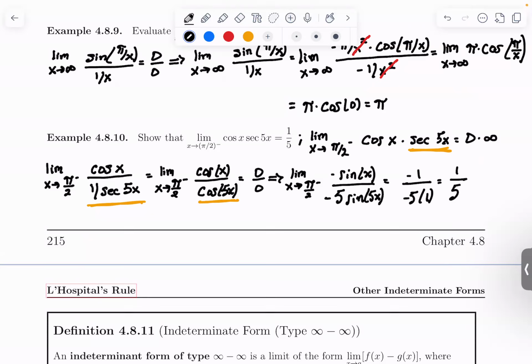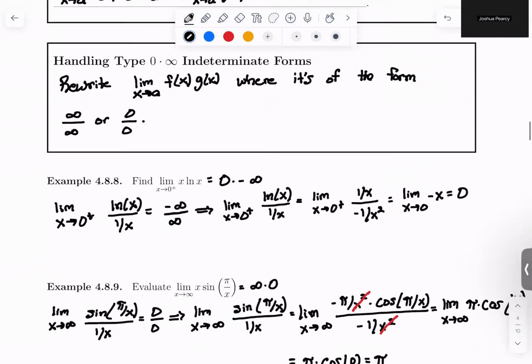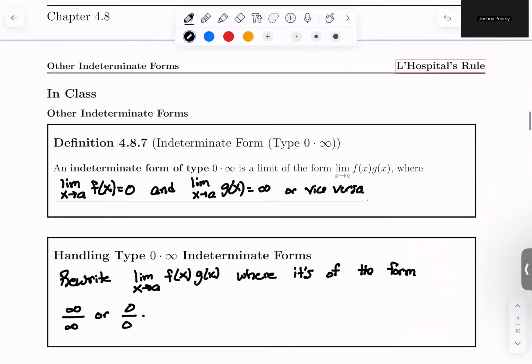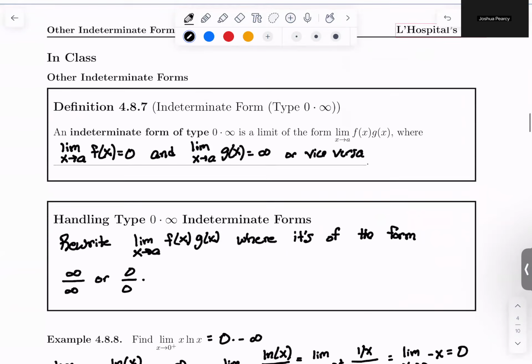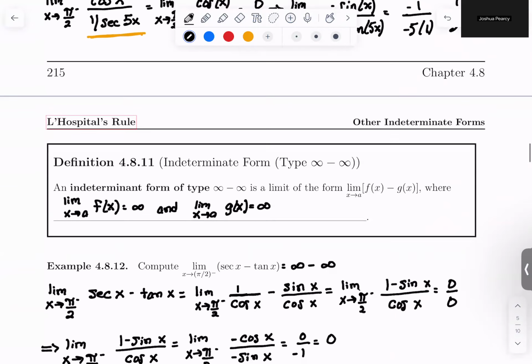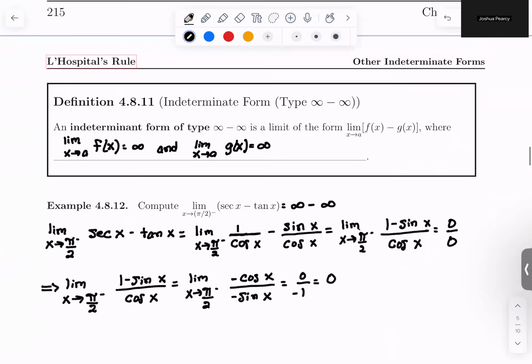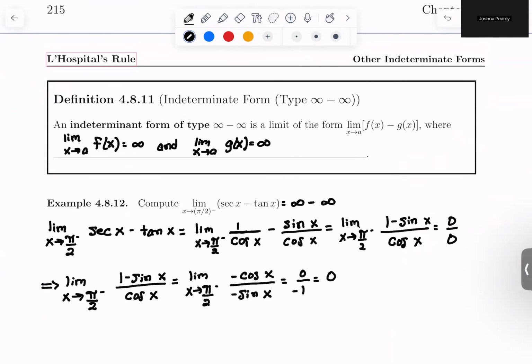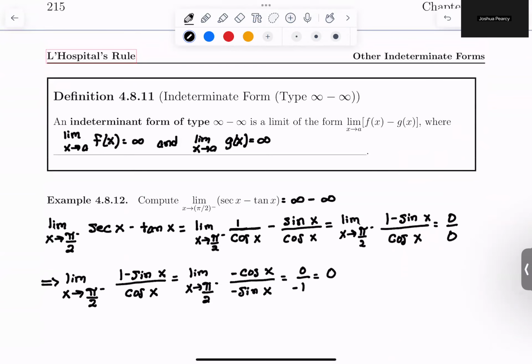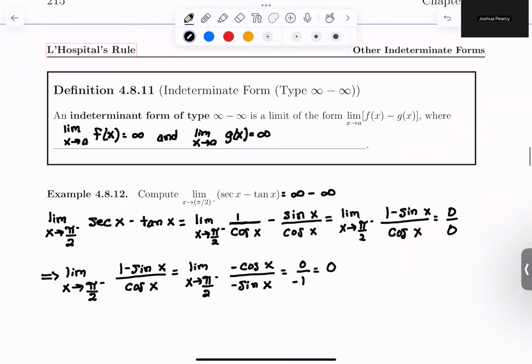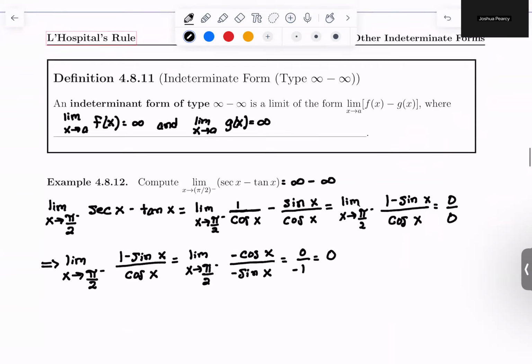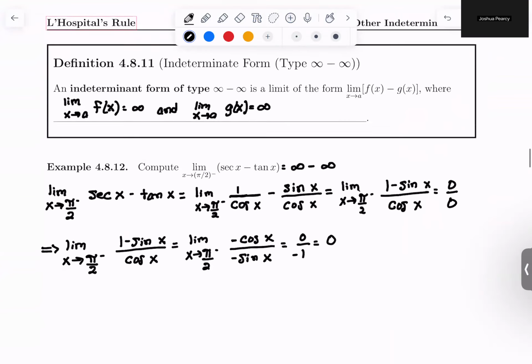All right, so those are where we have type 0 times infinity, that indeterminate form. Now there's another type we can have where we have infinity minus infinity. So this happens when we have the limit as x goes to a of f of x minus g of x, where both the limit as x goes to a of f of x is infinity and the limit as x goes to a of g of x is infinity.